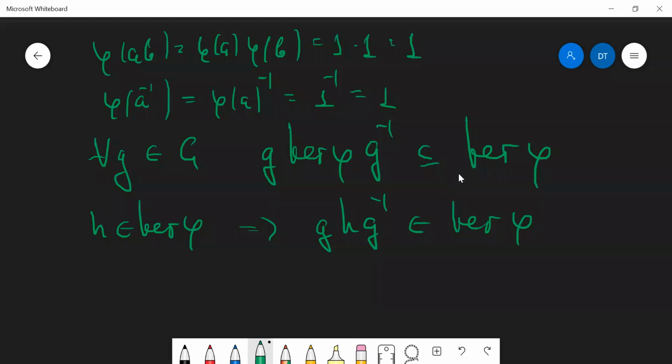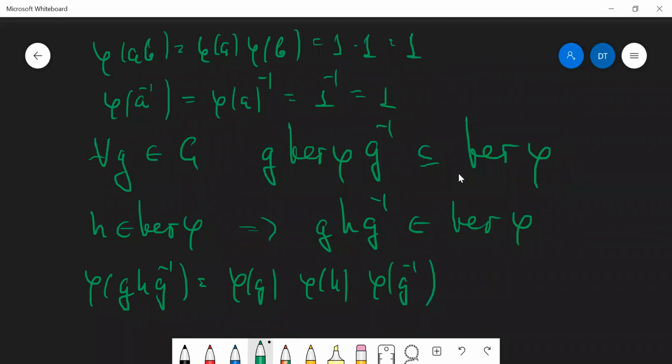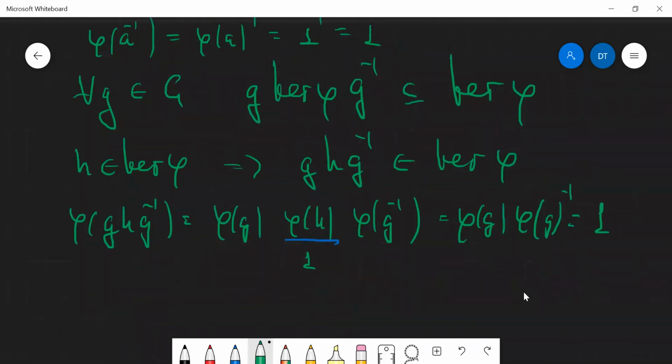But let's check. How do you check that something is inside the kernel? You just apply phi to this element and you want to show that the result is 1. Since phi is a homomorphism, you do this. Since h is in the kernel, this element is 1, so this is phi of g, 1, phi of g inverse. Let's write it like that because we know that phi preserves the inverse element, and now these two elements cancel each other, so the result is 1. So this computation checks this inclusion, which means that the kernel is a normal subgroup.